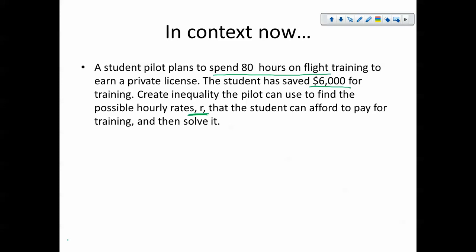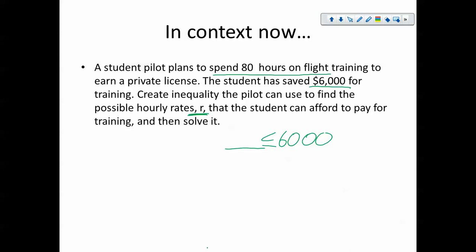So we got to think about this situation. I have $6,000 saved up, which means I can't go over that amount. So I'm going to start writing some of those things down. I have $6,000, which I can't go over. So the spending on the training has to be smaller than $6,000. That right there tells me that I'm going to have a sign that looks like this, where the alligator is eating the 6,000, because it has to be smaller than 6,000.